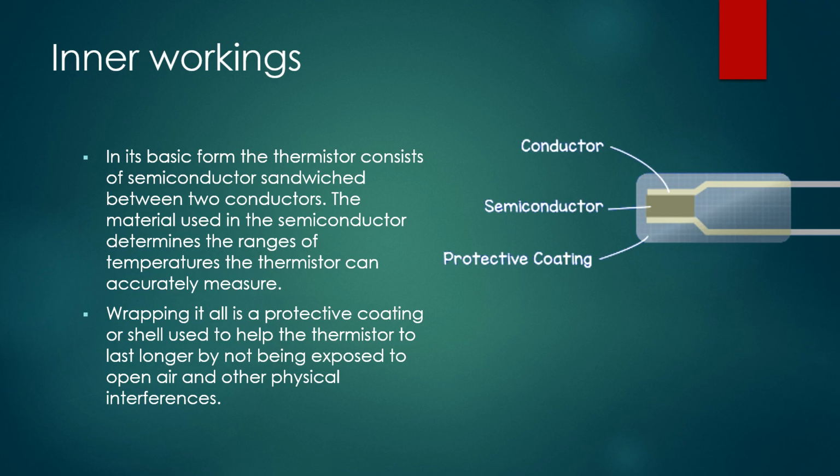The material used in the semiconductor determines the ranges of temperatures the thermistor can accurately measure. Wrapping it all in a protective coating or shell helps the thermistor to last longer by not being exposed to open air and other physical interference. They are often characterized by a maximum and minimum resistance and are usually rated in ohms.